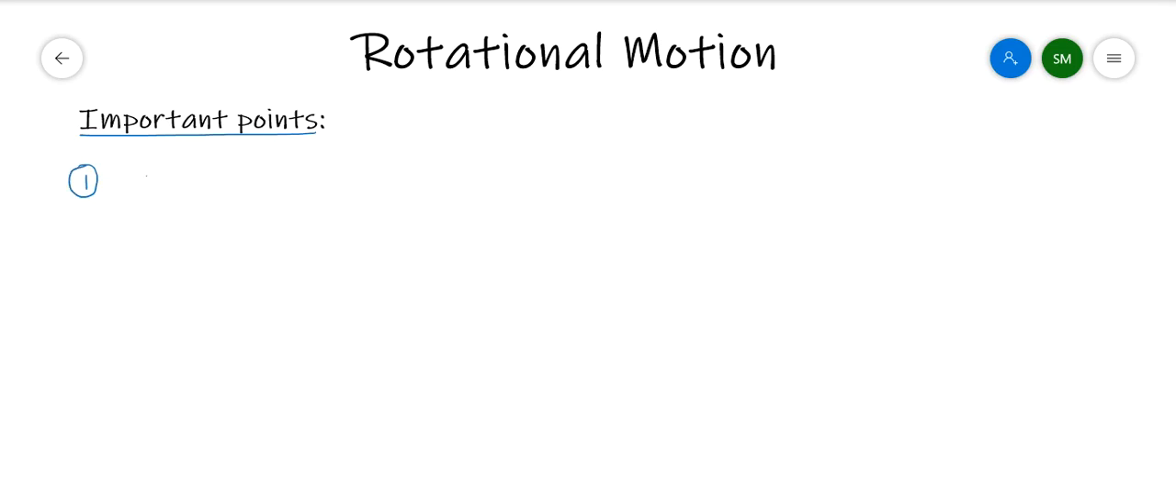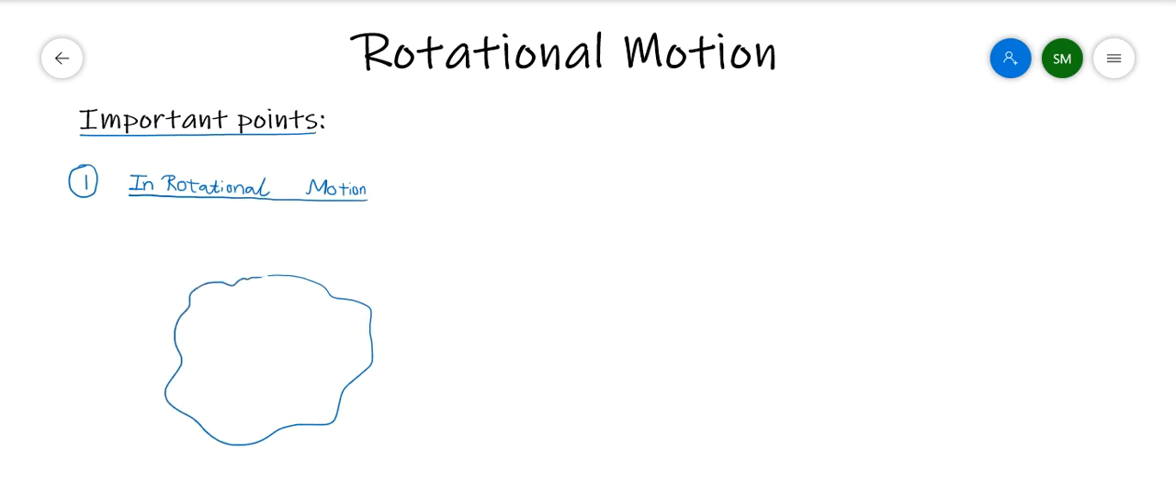Now, in rotational motion, the first thing that you have to understand is that whenever a body performs rotational motion, let's take an example that this is a particular rigid body performing rotational motion. In rotational motion, there is a fixed axis around which the body rotates. Let's say this is the fixed axis around which the body rotates this way.